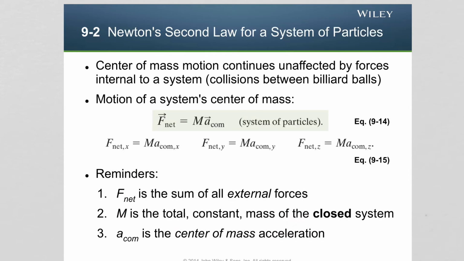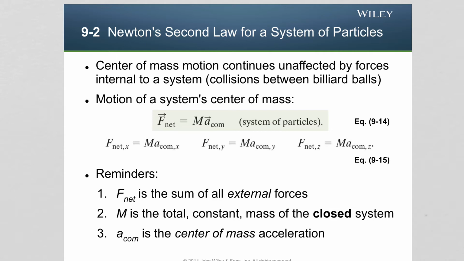Before, we discussed Newton's second law applied to an object considered to be a point particle. Now let's apply Newton's laws to a system of particles, considering the center of mass of that system. First, let's point out that the center of mass motion continues unaffected by forces internal to a system. For example, a system of billiard balls which collide with each other is an example of the center of mass of that system moving unaffected by the internal forces of the system.